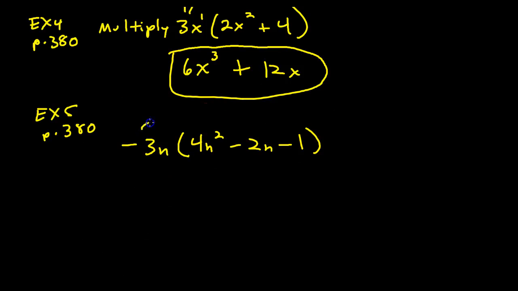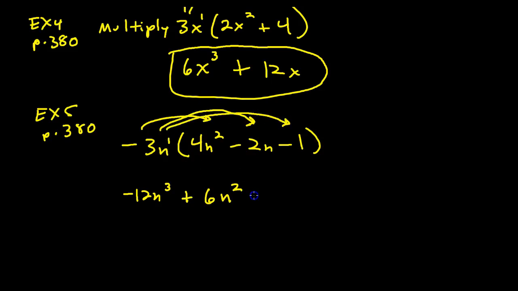All right, minus 3n times 4n squared, that's going to be negative 12n cubed. Don't forget, n is n to the first power. Then, minus 3n times minus 2n is going to give me plus 6n squared. Negative times a negative is a positive, and n times n is n squared. Finally, minus 3n times negative 1 is, of course, just plus 3n. Right? Final answer, negative 12n cubed plus 6n squared plus 3n.